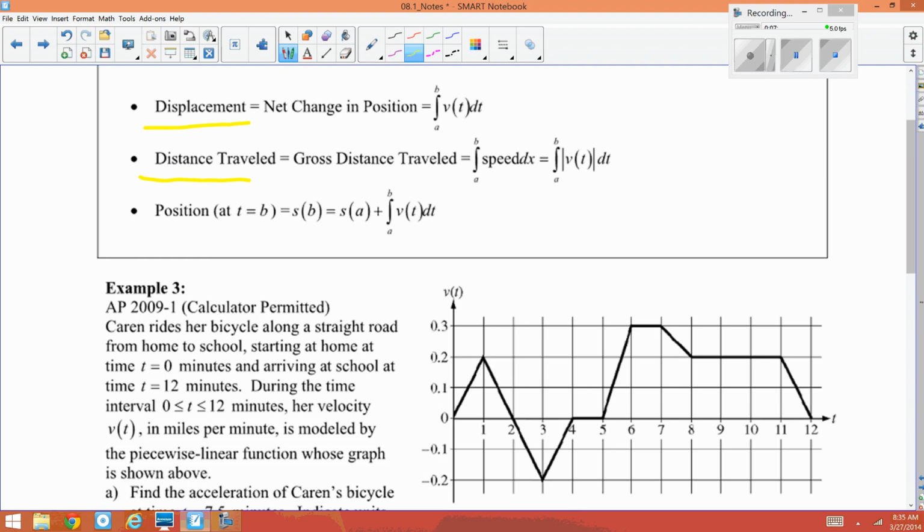That is the absolute value of velocity, which is the same as speed. That gives you the total distance traveled, whether it's backwards or forwards. And then position at any time is where you started plus where you went. Okay, so we're going to look at that kind of problem next.